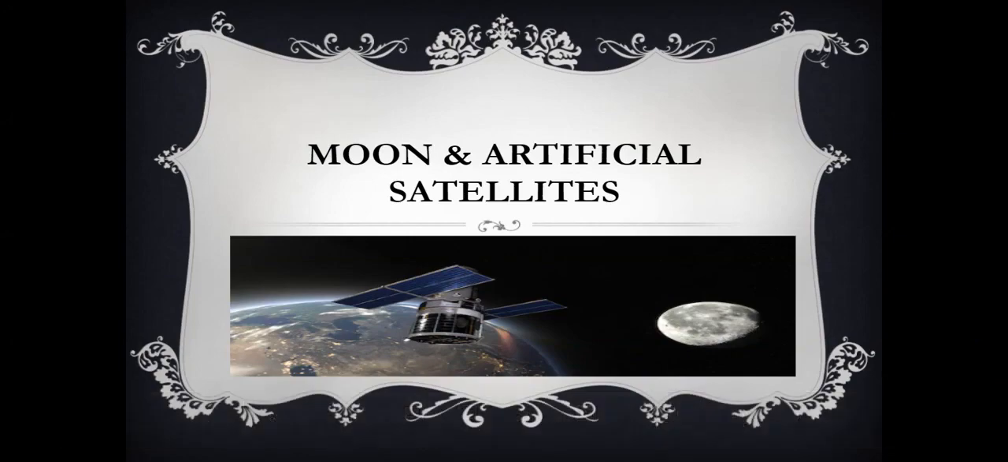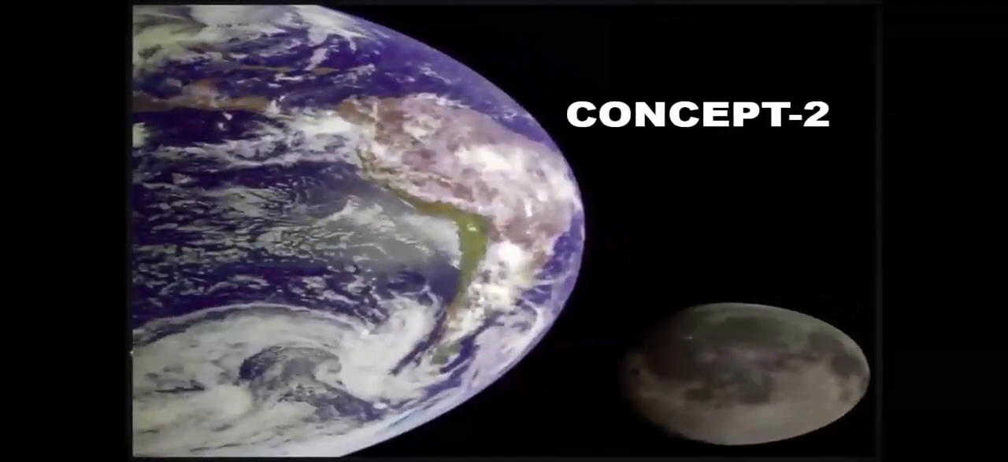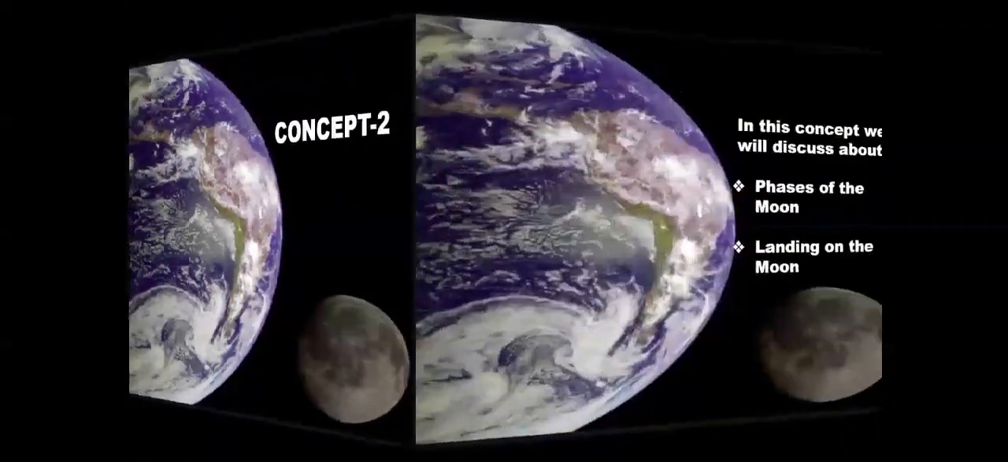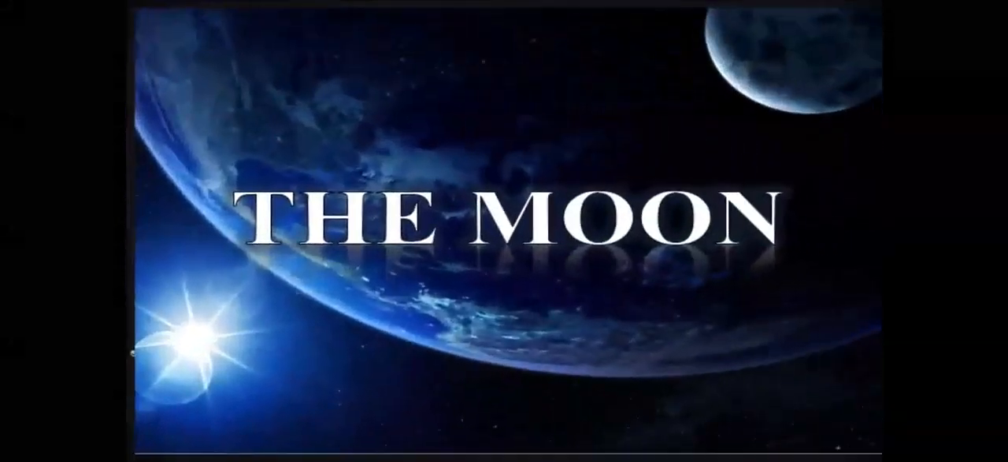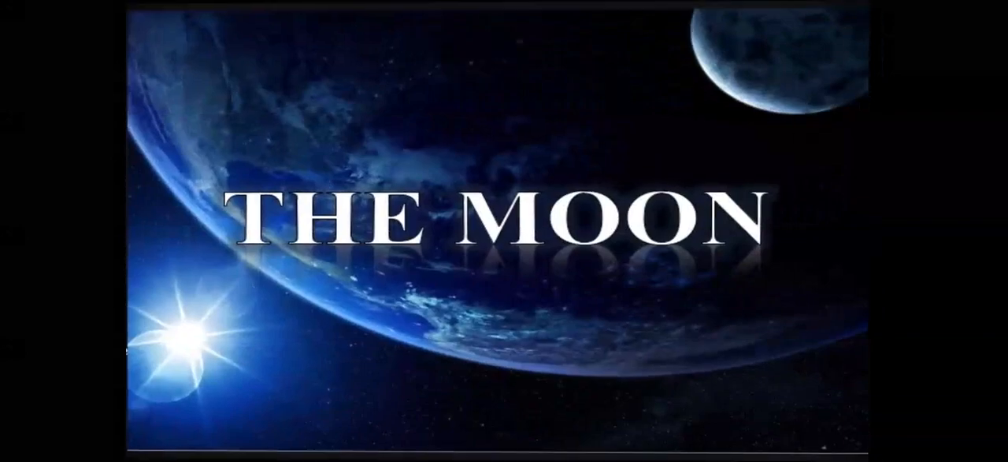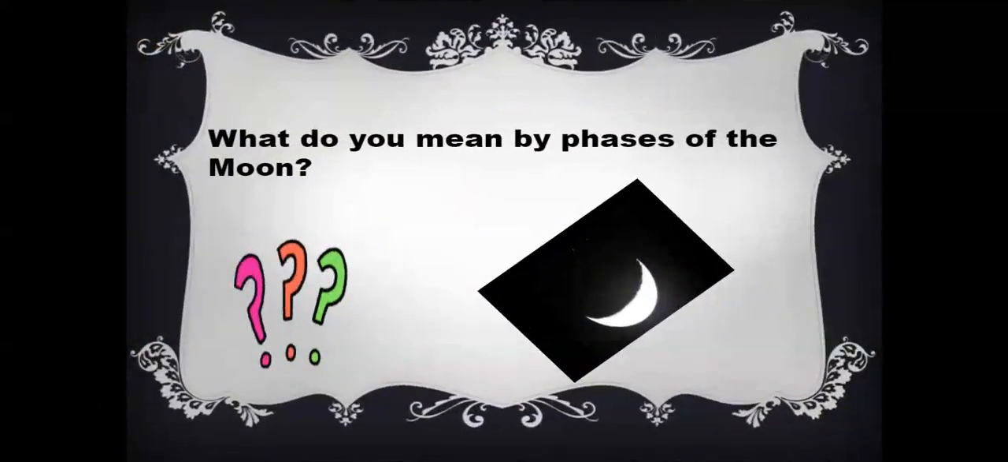Today we are going to discuss concept 2 of moon and artificial satellites chapter. In this concept we will discuss about the phases of the moon and the landing on the moon. So here we go. Dear children, first of all just tell me, what do you mean by the phases of the moon?